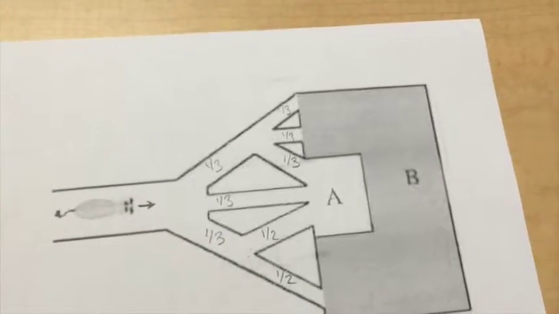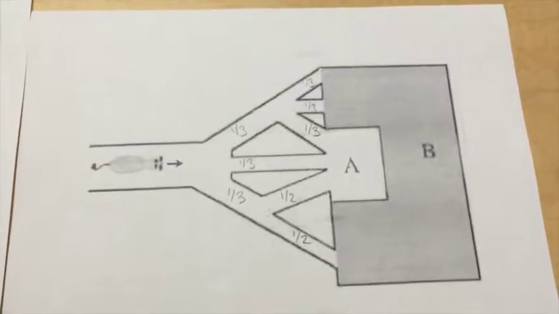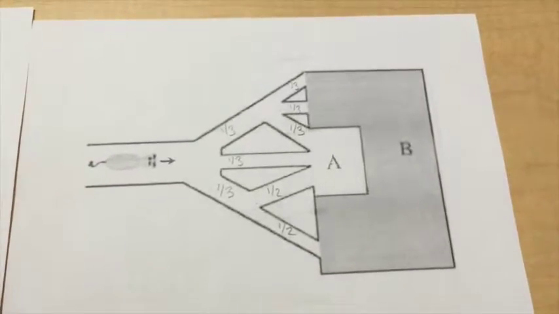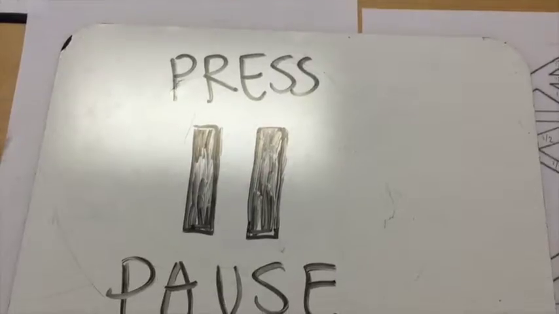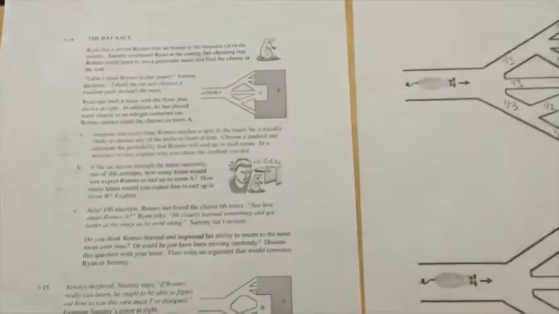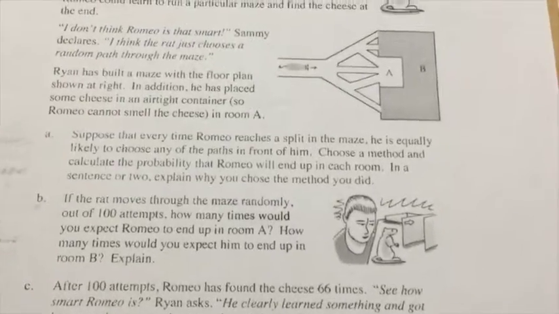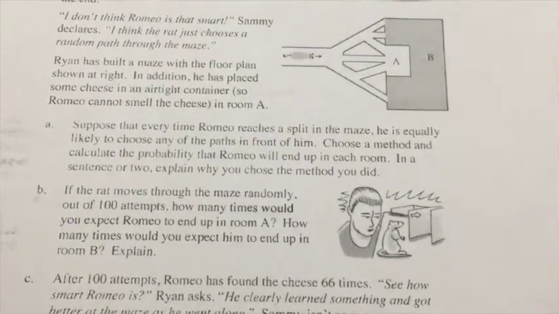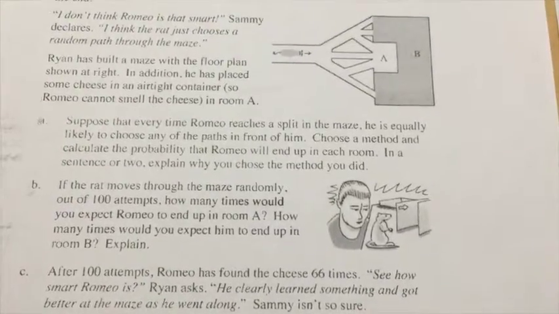Okay? So go ahead, now that we've kind of filled this out, go ahead and pause the video and try to answer the remaining questions about Romeo and this awesome rat. Okay, so let's come back. Let's actually talk about and answer these lovely questions. All right. So suppose that every time Romeo reaches a split in the maze, he equally likes to choose the paths. Choose a method, calculate it, and in a sentence or two, explain why you chose the method you did.